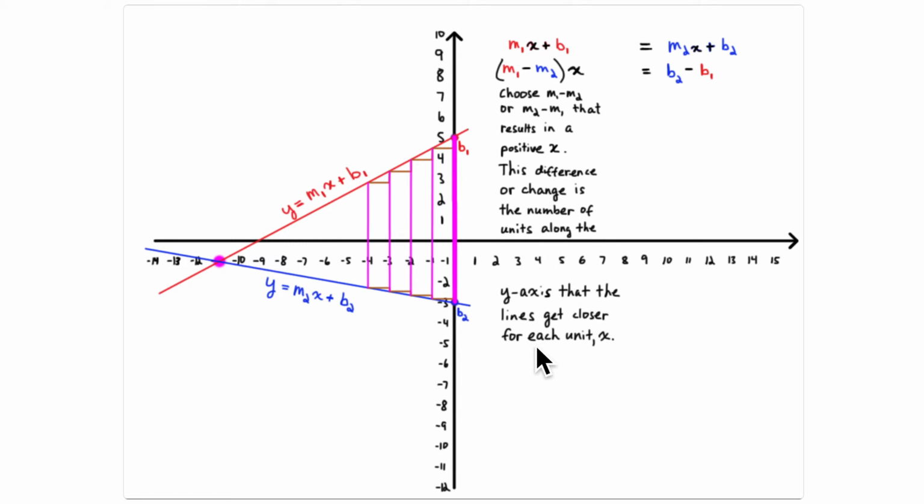That the lines get closer for each unit x. So these lines get closer by that amount, get closer by that same amount, 8/11, get closer by that same amount. So for each unit x, how many times can you do that until these lines intersect? That answer in our problem previously was 11.